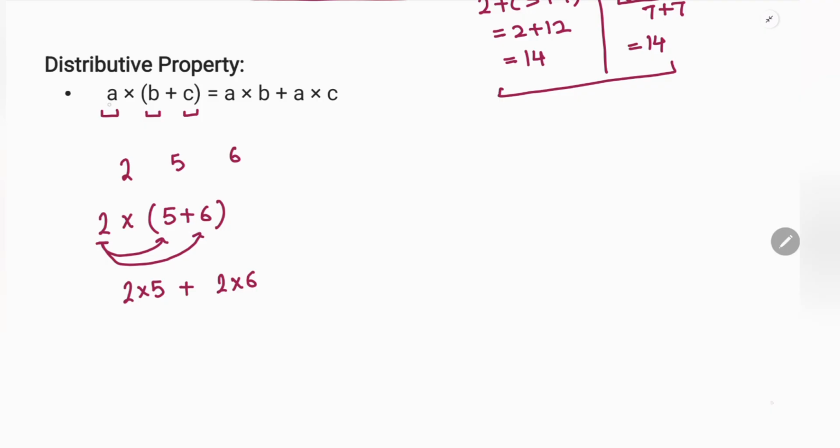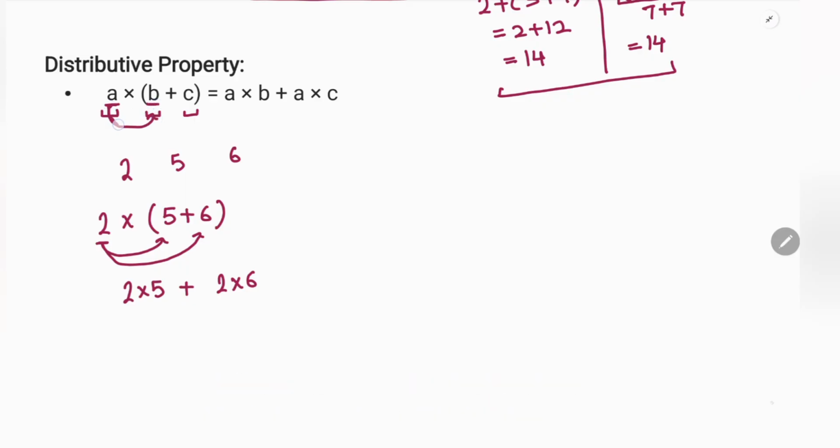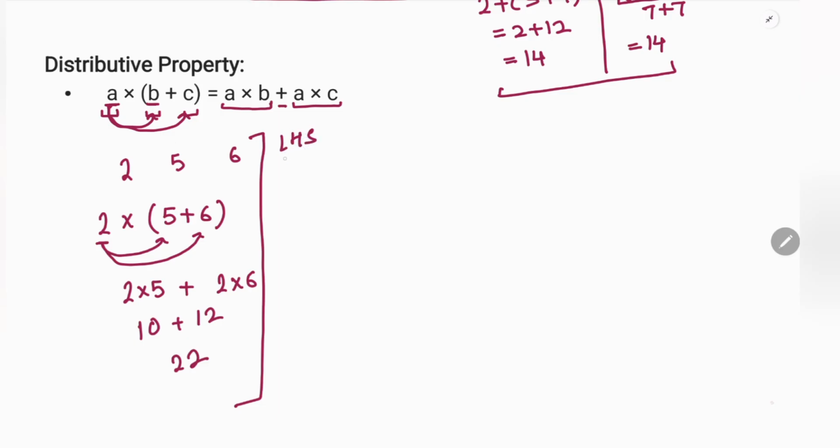Whatever is outside the bracket, a, will be multiplied with b and then multiplied with c: a times b plus a times c. So 2 times 5 is 10, 2 times 6 is 12, total 22. So this is how I multiplied. What if I do this? LHS is 2 times (5 plus 6). So instead, I will solve the bracket first. 5 plus 6 is 11. So 2 times 11 is 22. So you do it this way or this way, you will get the same answer. This is the distributive property.